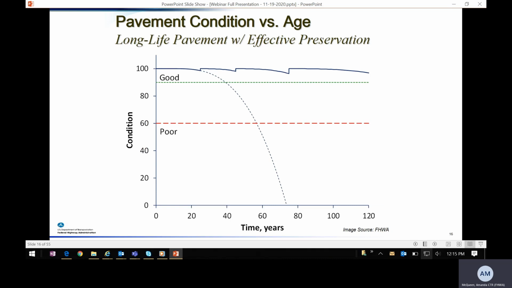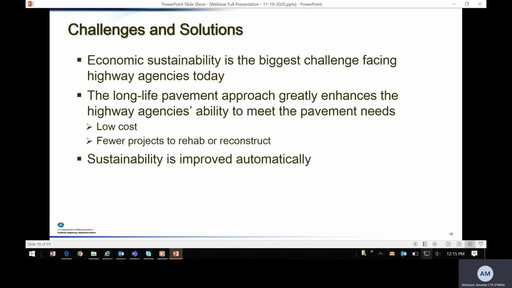To me, economic sustainability is the biggest challenge that is facing highway agencies today. I mean, we have to have enough money to be able to provide pavements in reasonable condition, and this is what we struggle with. And if we have to keep rebuilding our pavements, sooner or later, I don't think we'll be able to afford to do that. So I think that the way to really truly change that is to adopt this long life pavement approach, because it is, I believe, over the life of pavement, the lower cost option.